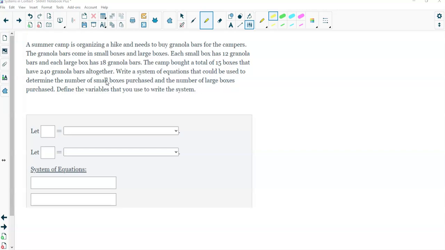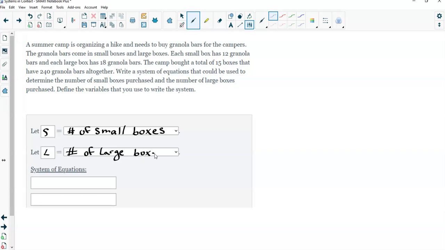So here are the two variables that I'm going to use. I'm going to use S for small and L for large. Now, S stands for number of small boxes, and the L is number of large boxes. Okay, so now that we have that, now we create the equation.